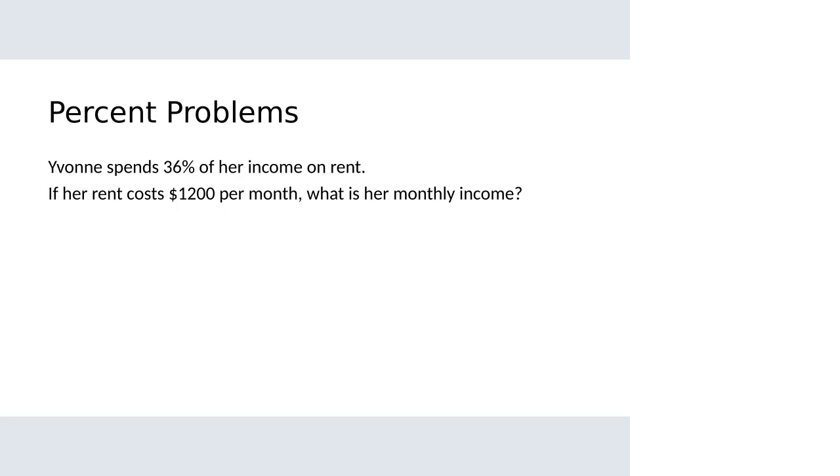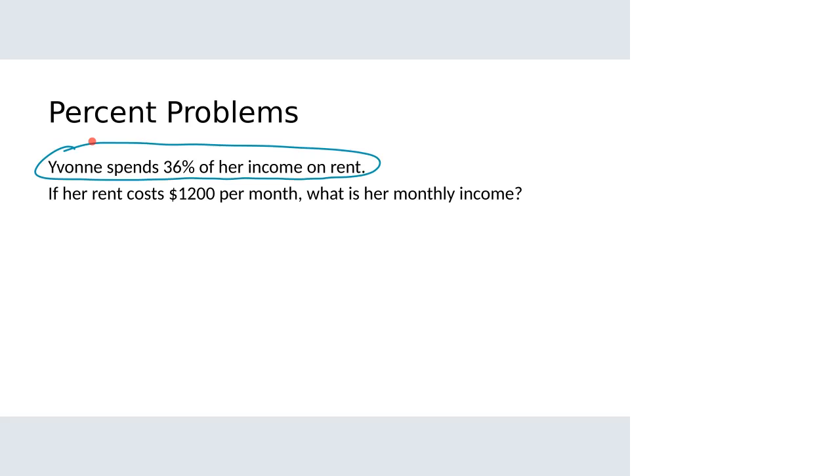Continuing with the idea of percents, here's sort of a real world type of question. Yvonne spends 36% of her income on rent. If her rent costs $1,200 per month, what is her monthly income? Okay, so this is a little more involved than what we had before. We kind of have to think this through, but we're going to do the same idea. We're going to start out by taking this information we've been given here and write an equation using it.